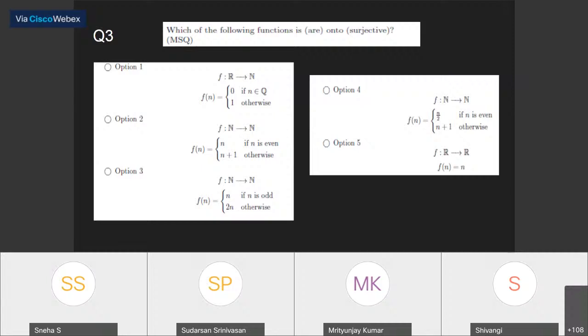Sir, I think it will be surjective. Yes, sir. It is surjective. Why? I agree. So I believe it is fine, but you have to tell me why. Okay, so it is surjective. Please answer it. How?